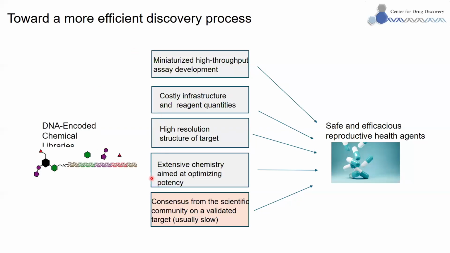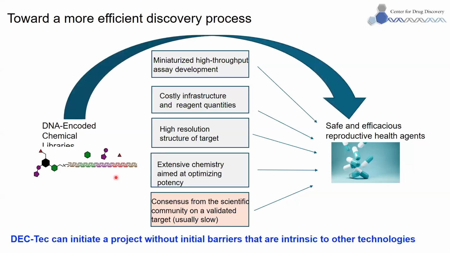We believe that DNA-encoded library technology can bypass all these things. You don't need to worry about having any assay developed upfront before you start any screening campaign, you don't need to have any fancy robots, and you don't need to have a structure. So hopefully by the end of this talk, I will convince you of most of these things. So that's well and good with that technology.